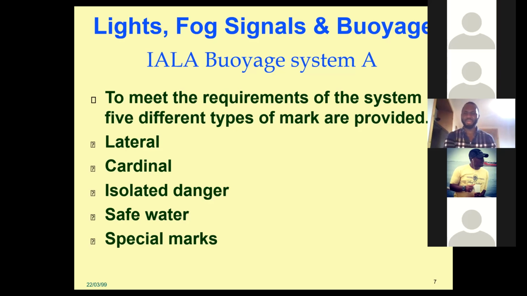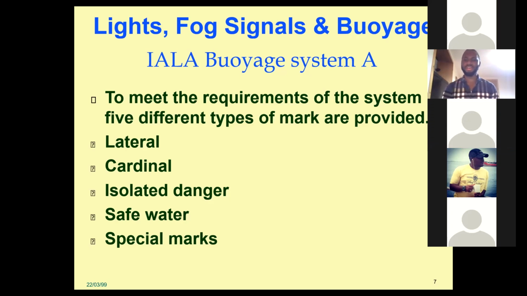Oscar, Sierra, please go ahead. Okay, safe water marks is navigable water. Navigable water. That means it's safe around. Safe around, exactly. Thank you very much. So, is anybody there to tell me what you understand by the isolated danger mark?